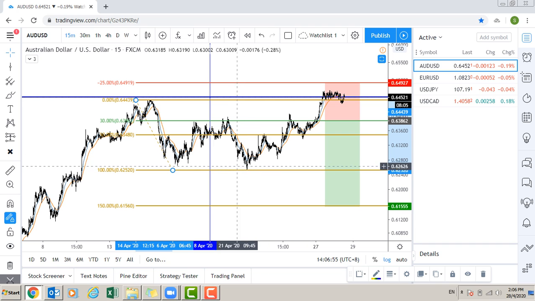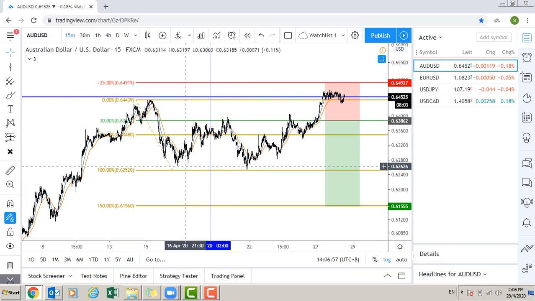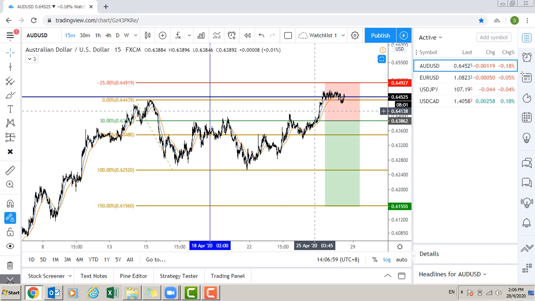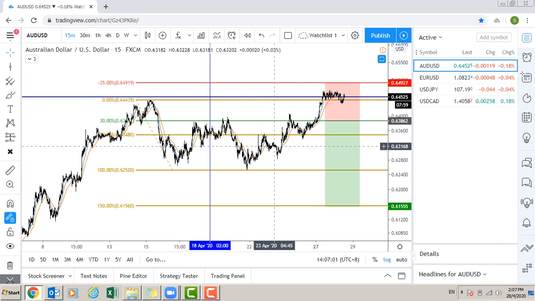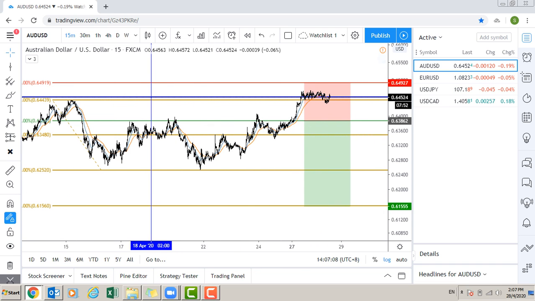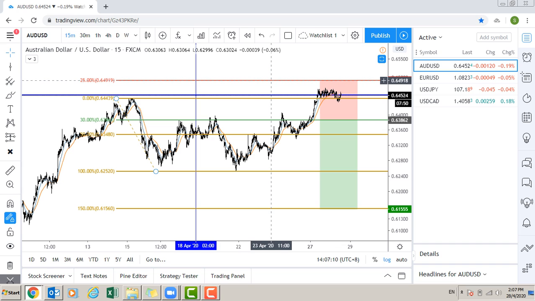when the price touched this area, it started to pull back. That's why I moved my 100% level a little bit down. You can see my stop loss is around 6491.8, my opening is about 6386, and 6156 is my target.